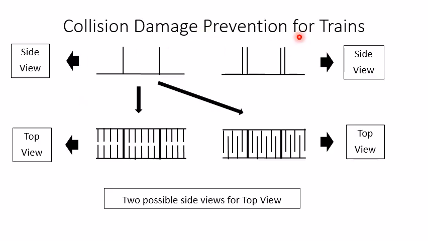Collision damage prevention for trains. Side view. This is a side view, and this is a top view. There are two possible frameworks for the side view which have been shown, and for one of the side views, two possible frame top view arrangements are shown, where in one case the rods are longer and in another case rods are shorter.